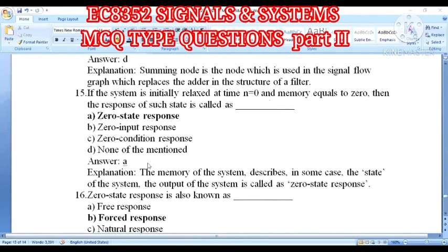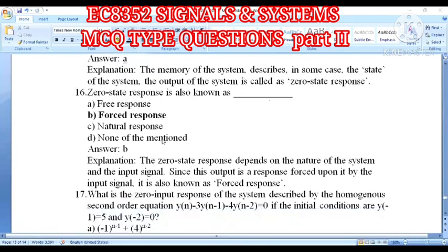So here the question is zero state response, because the memory of the system is described by the state of the system. The output of the system is called zero state response. So here the memory is 0. Okay, so it is zero state response only.